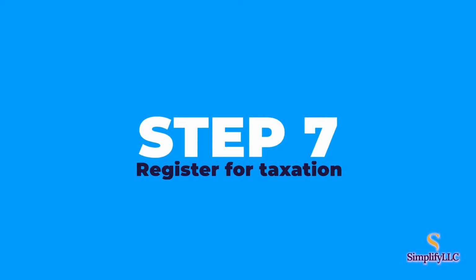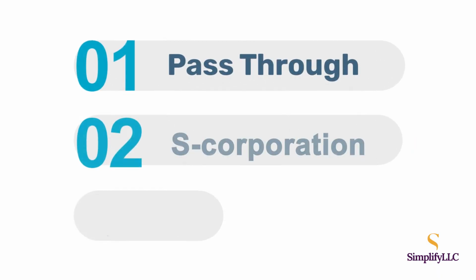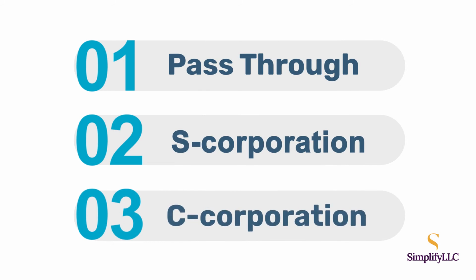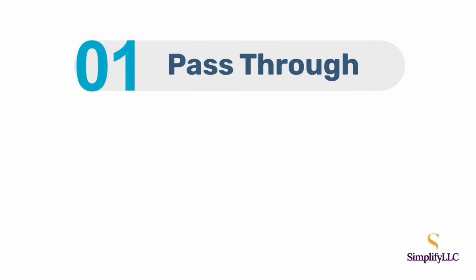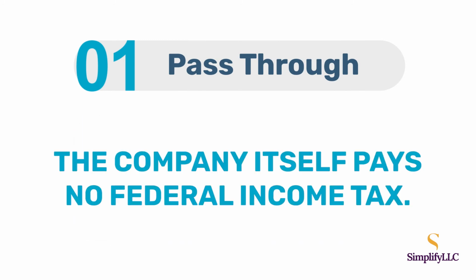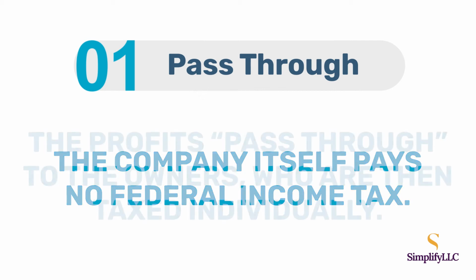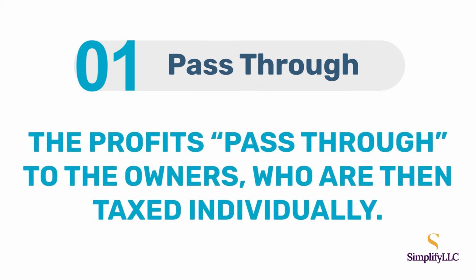Step 7, register your LLC for taxation. After you have an operating agreement for your LLC, you'll need to register your company for all applicable taxes. For federal taxes, you have 3 options of how to register. Now, by default, the federal government provides pass-through taxation. So in essence, this means the company itself pays no federal income tax. Instead, the profits pass through to the owners who are then taxed individually.